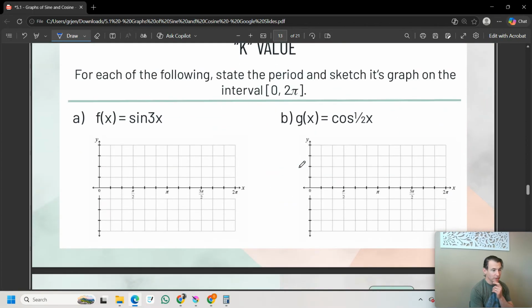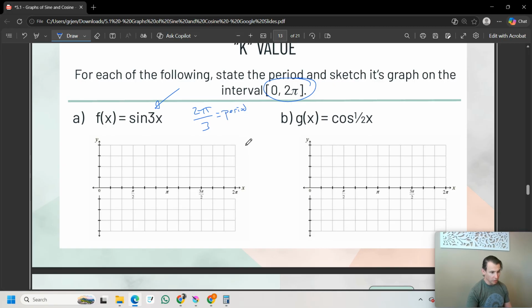Let's go. So f is equal to sine 3x. Let's find our period. Okay, how many times are we going to go through this here? 3 times. We're going to go through 3 periods per 2 pi. We're going to go through k periods through 2 pi. So 2 pi on 3 is our period here.